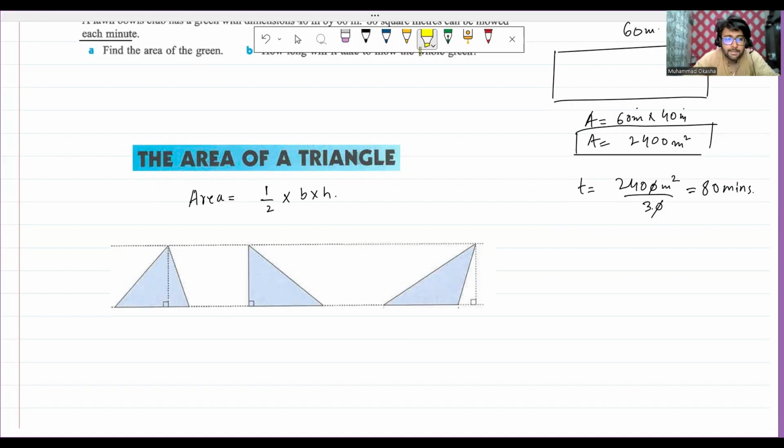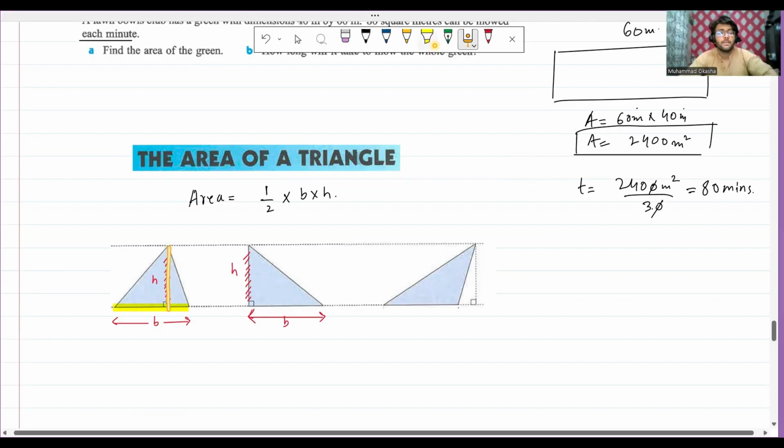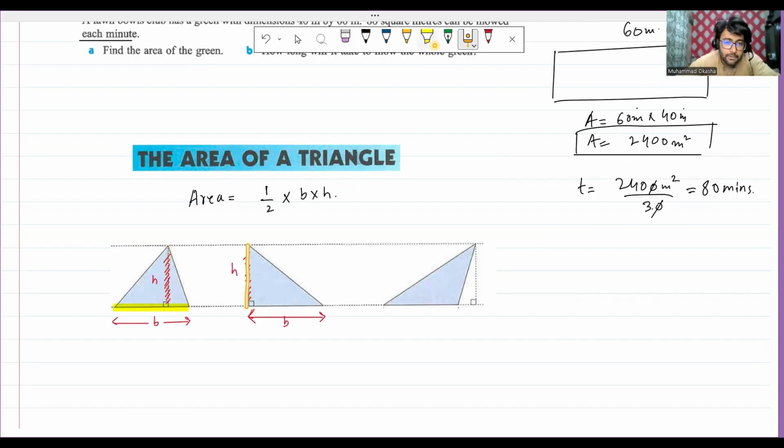Now let's talk about the base and the height. If this is the base of the triangle, then this is going to be the height, right? If this is the base, then the other one is the height. Okay, but the height doesn't have to be through the middle of the triangle. The height can also be outside of the triangle as well.